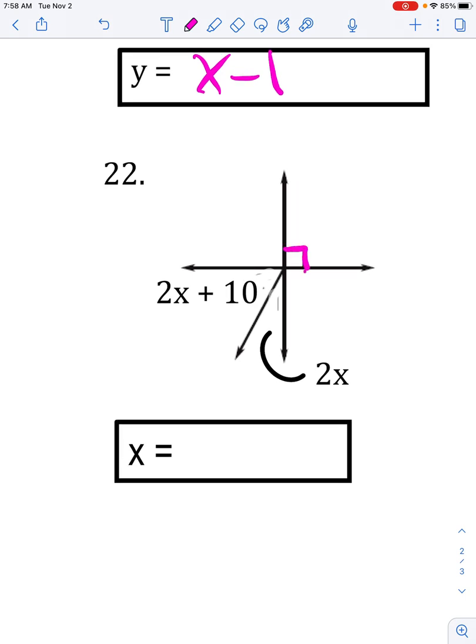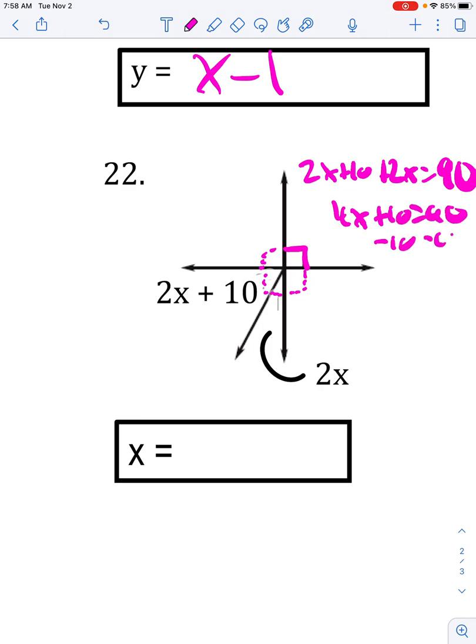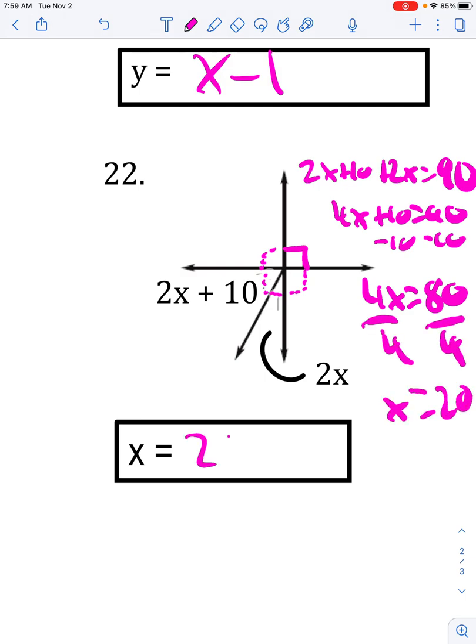Again, if this is a right angle, so is right here, so is right here, and so is right here. So I'm going to take little angle plus little angle equals big angle. 2x plus 2x is 4x. Subtract 10. 4x equals 80, divided by 4. X equals 20.